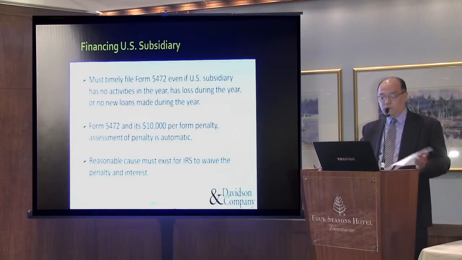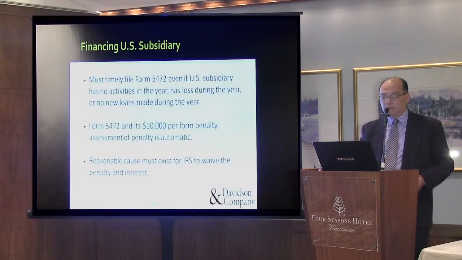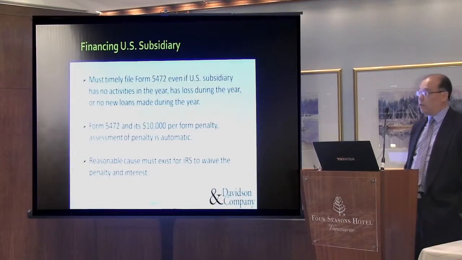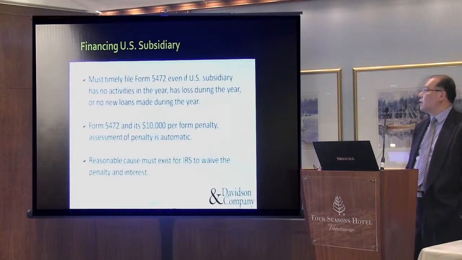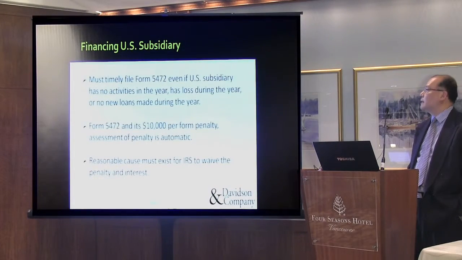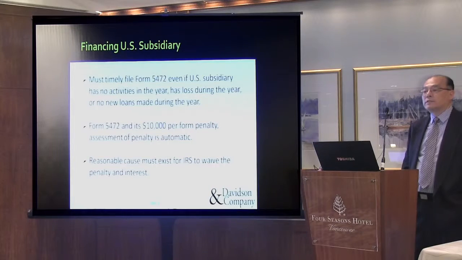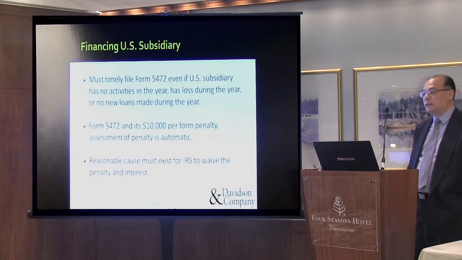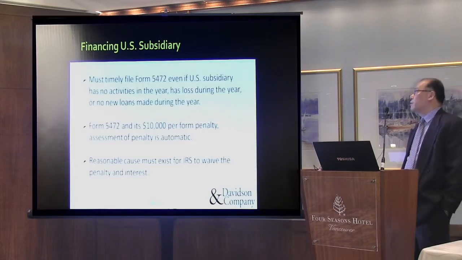Now we go full circle and we go back to the thing that I raised at the start of my discussion, and that is whenever there is a related party transaction between a foreign person and a 25% owned U.S. corporation, you have to file this form called 5472.